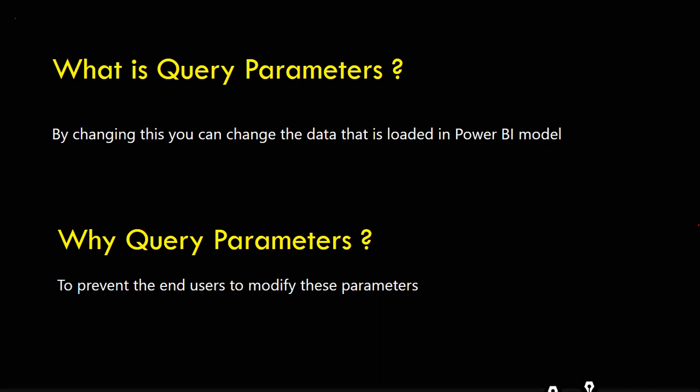From the performance point of view, query parameters play a vital role, an important thing, right? So it's very helpful. And the next one is the security point of view. The payroll manager need not see the finance manager's data. It is nowhere related. Their responsibilities are completed. Then why do they have to see it?